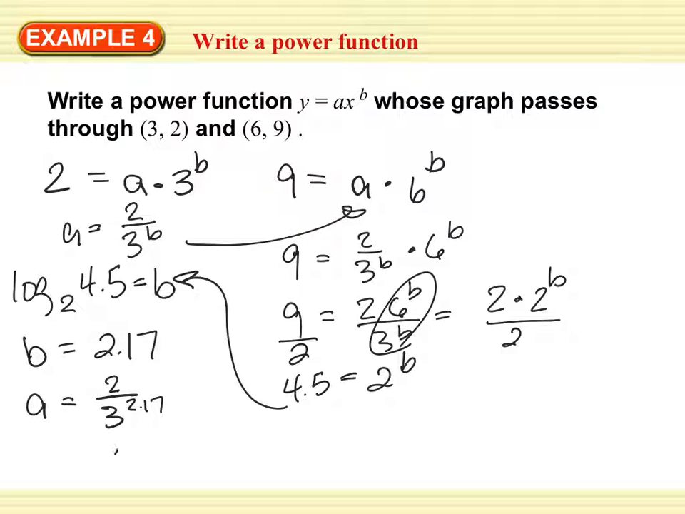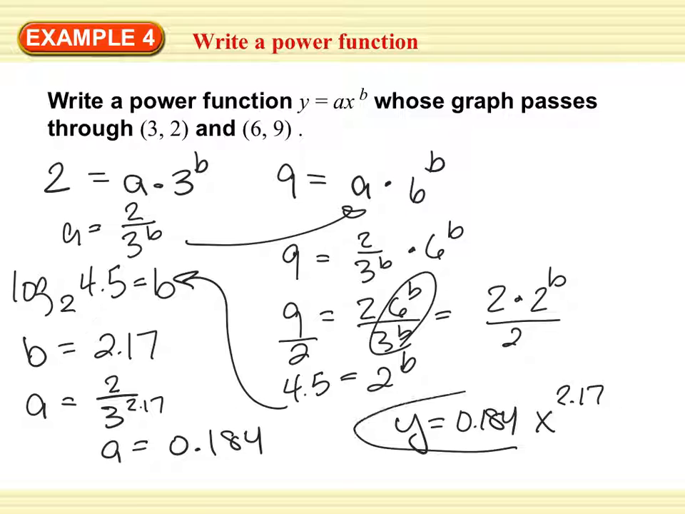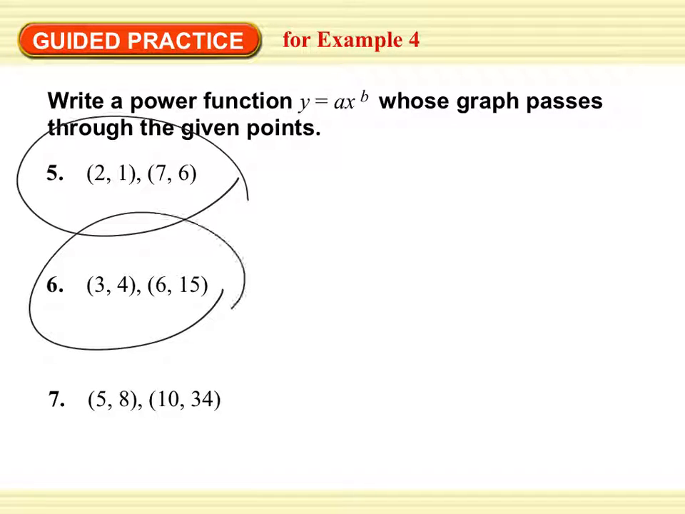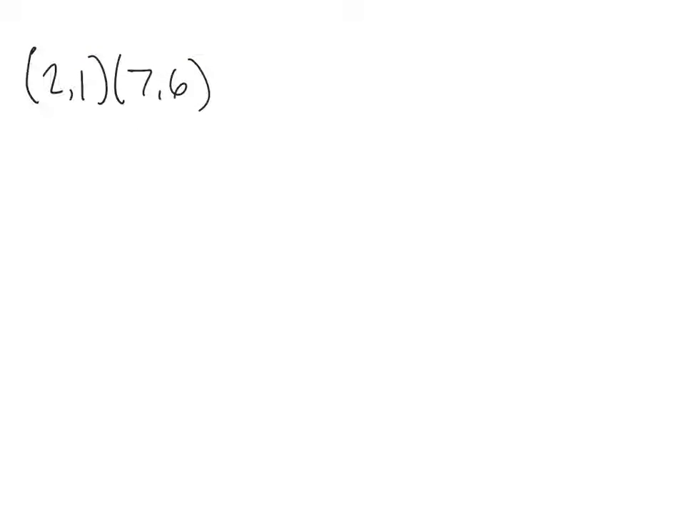I have a is 0.184. So I've got an equation: y equals 0.184 times x to the 2.17. Golly, that's a lot of work. All right, I have 3 problems here. Actually, on a new page, I'm doing these 2. Cool? All right, let's try this one first.